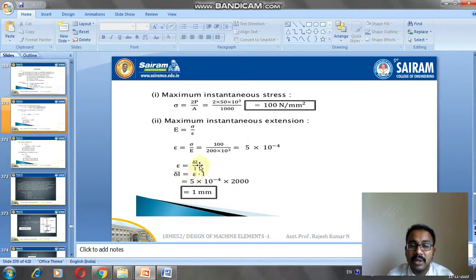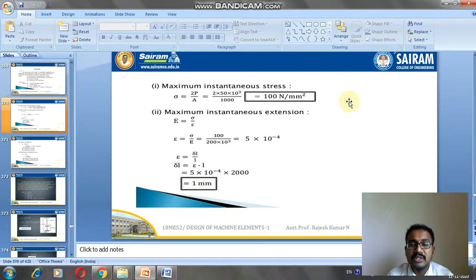So let me write the delta L on the left side and other things on the other side, since we are looking for this one. Now the Young's modulus value, that is the strain value, is nothing but 5 into 10 power minus 4, and the length of the rod is 2000. So after simplification, I'll be getting the instantaneous extension. Now that is the sudden load deformation value as 1 mm.